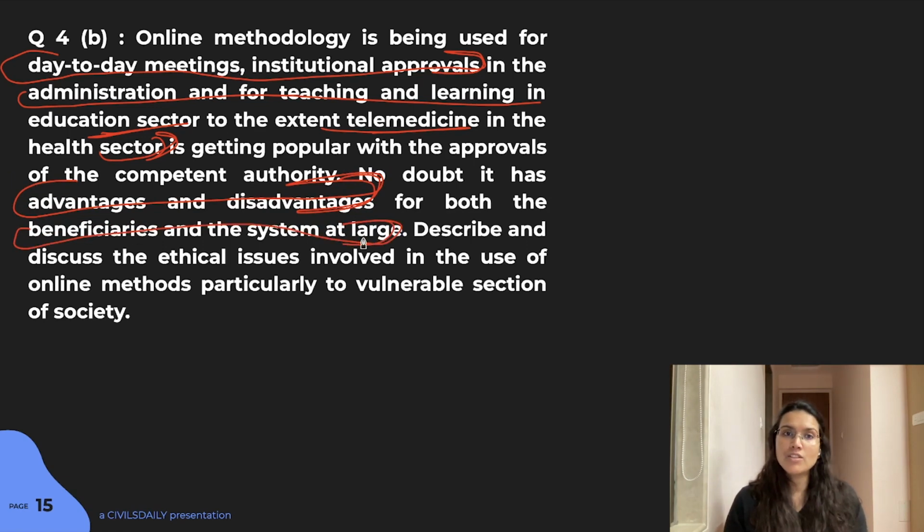See, a lot of elements you actually had to highlight in this particular answer. So you could have actually shortened the content here with respect to the points. Describe and discuss the ethical issues also involved in use of online methods, particularly for the vulnerable section of the society. Again, the biggest challenge I think in this particular question is not writing the answer or not knowing the answer, but how do you cater so many different elements while writing this particular answer?